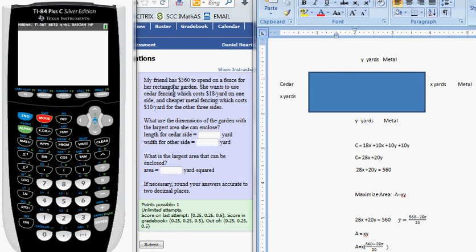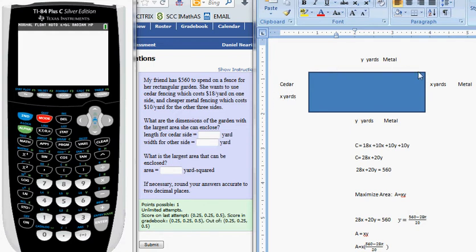Here's a question in Math AS that I wanted to make a video on. It says my friend has $560 to spend on a fence for her rectangular garden, so I drew a rectangle. She wants to use cedar fencing on one side, and we don't know how much that is, so I just let that be X yards. It costs $18 a yard.